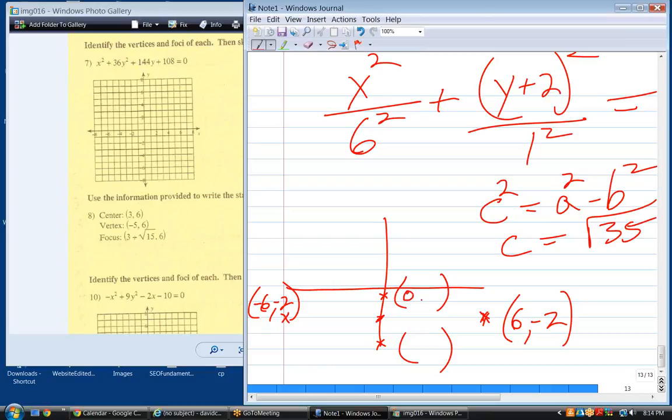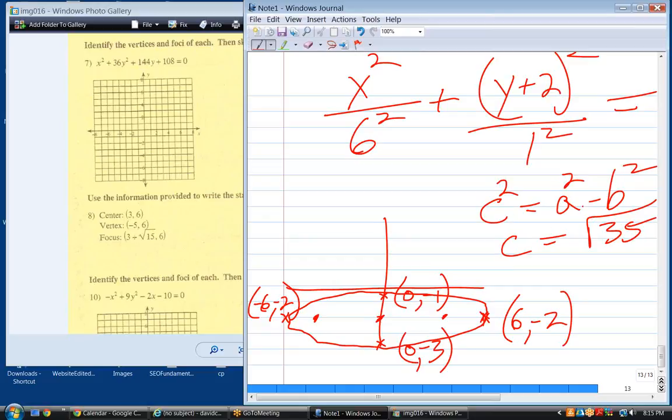What's the coordinate of this vertex and this vertex? 0. What is b? 1. Okay, negative 1. So what is the coordinate of this? 0, negative 1. What's the coordinate of this one? 0, negative 3. Okay, well, I've got my ellipse all figured out. That's what it looks like. And now the foci. There are two of them.